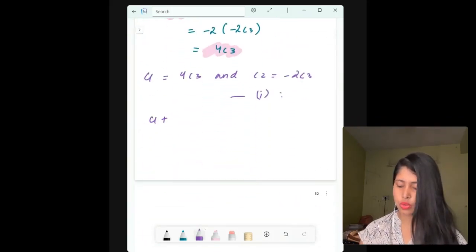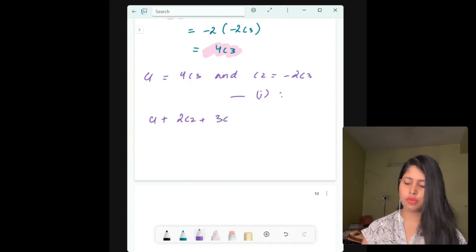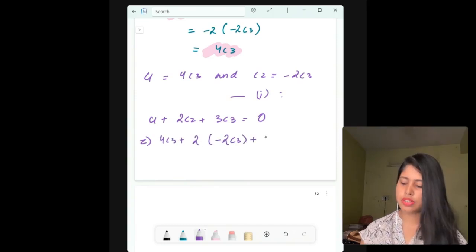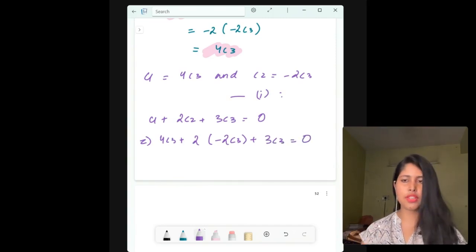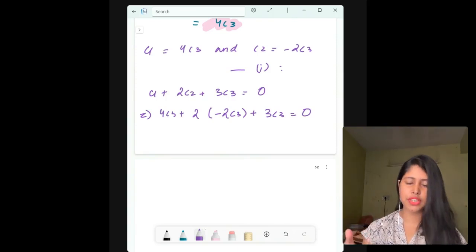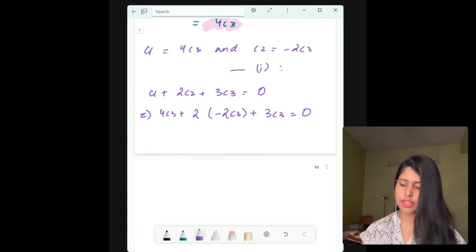C1 plus 2C2 plus 3C3 will be equal to 0. And if you can write that C1 is equal to 4C3, then 2 into minus 2C3 plus 3C3, then you will get the answer of C3, right? And if you know the value of C3, then you can directly know the value of C1 and C2 also.